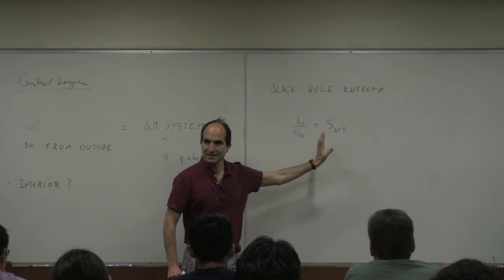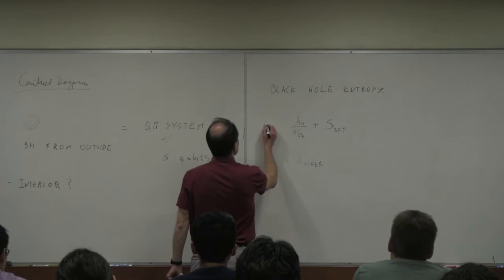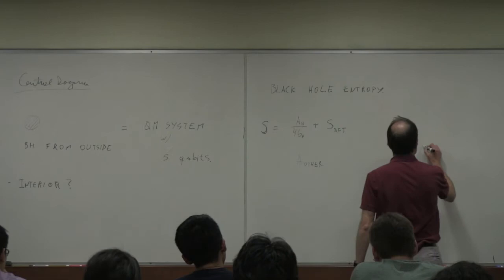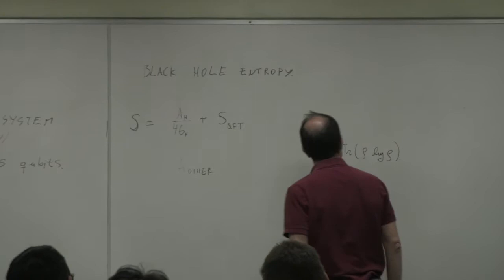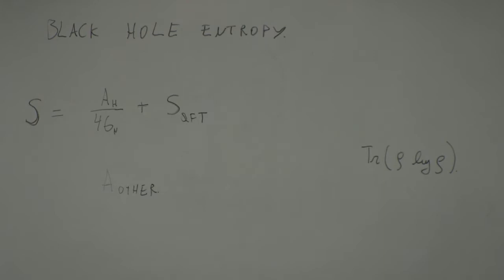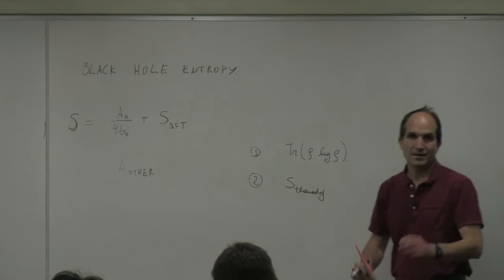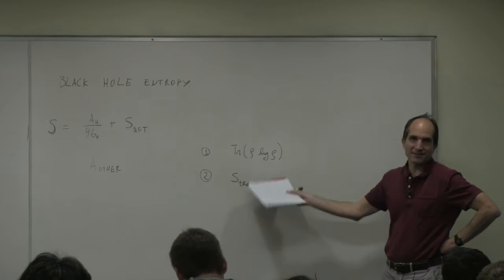Okay, now, what kind of entropy is this? Okay, I'll give you two options. One is that it is trace rho log rho of the density matrix that describes the black hole. So that's option number one. And option number two is that it is the thermodynamic entropy. First of all, we should discuss the difference between these two notions of entropy.